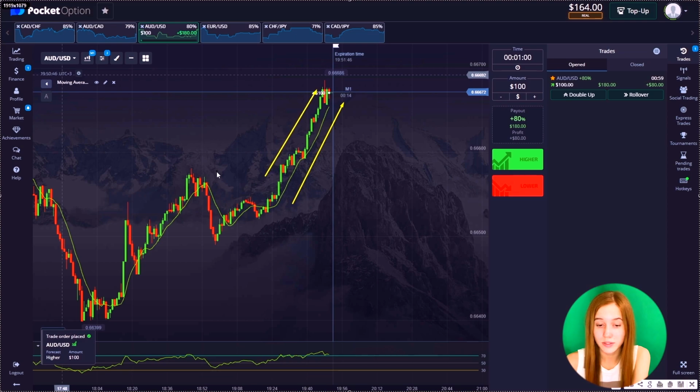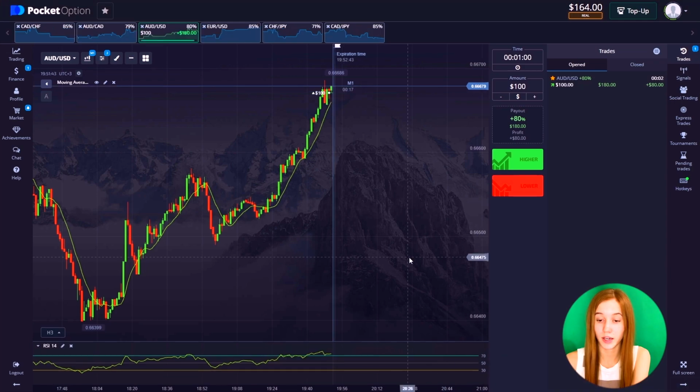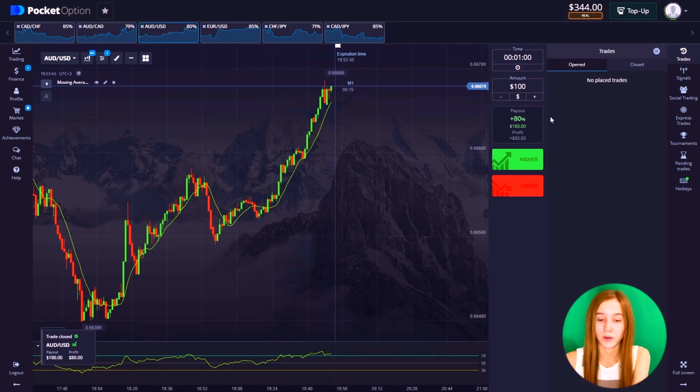Green bars, quite correct. So we opened correct RSI in the down position because of a red candle. We are near the overbought zone. Yeah, great. Plus deal profit is $80.